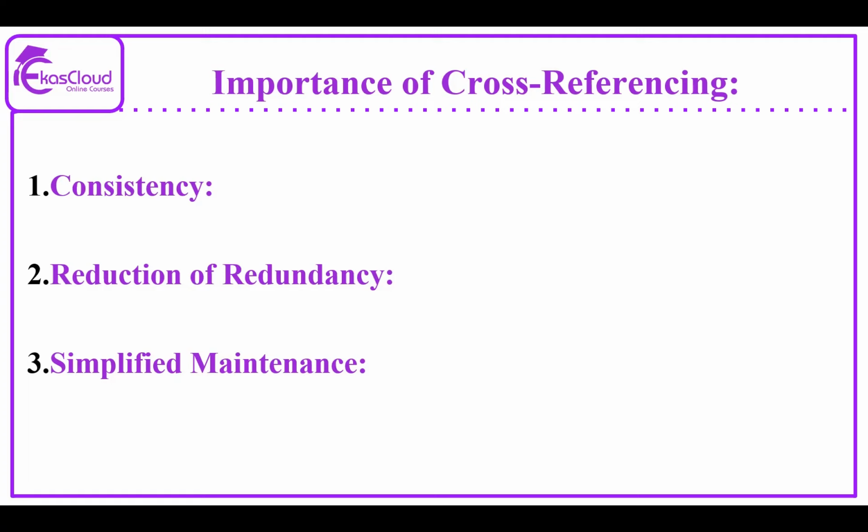Second one is reduction of redundancy. Instead of duplicating information such as VPC ID, subnet IDs, or security group names, you reference existing resources. This minimizes repetition and potential errors.